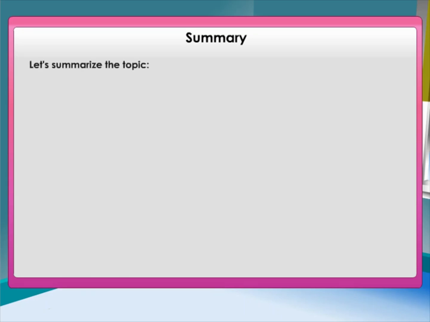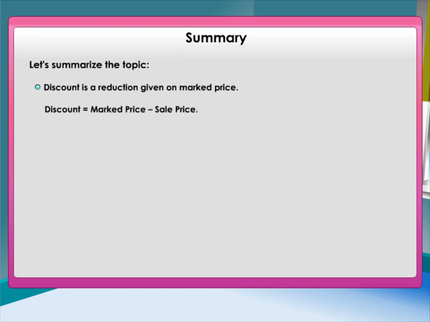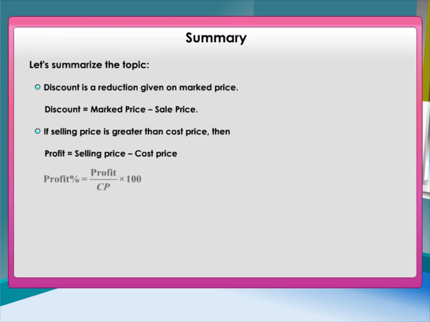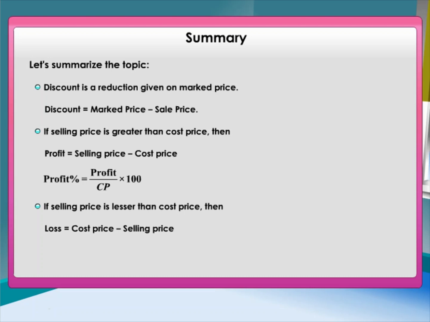Summary. Let's summarize the topic. Discount is a reduction given on a marked price. Discount is equal to marked price minus sale price. If selling price is greater than the cost price, then profit is equal to selling price minus cost price. Profit percentage is equal to profit divided by cost price into 100. If selling price is lesser than the cost price, then loss is equal to cost price minus selling price. Loss percentage is equal to loss divided by cost price into 100.